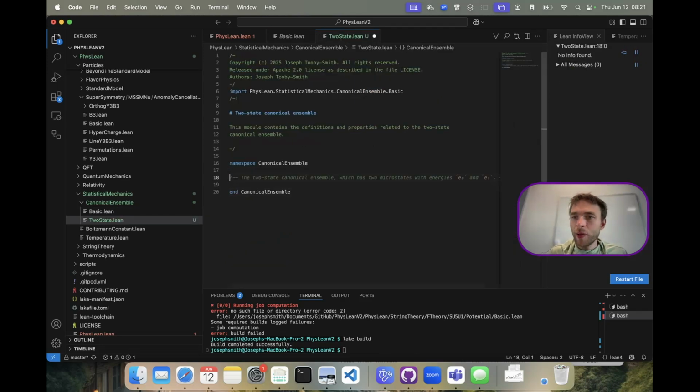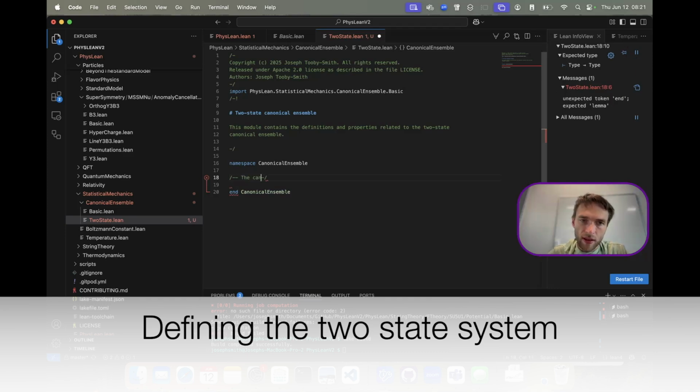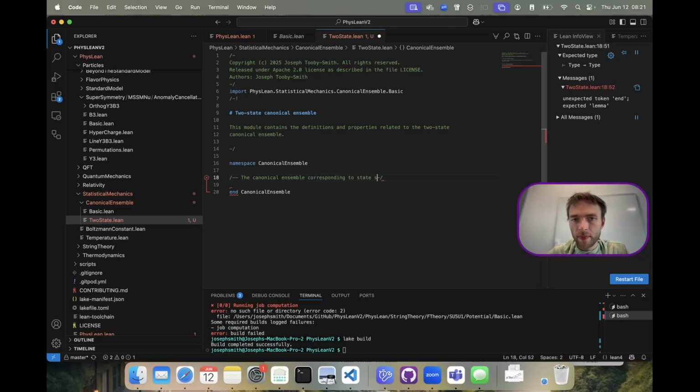So the first thing we need to do is define a canonical ensemble corresponding to a two-state system with one state of energy E and the other state of energy 0. So we're going to set one of the states to have energy 0 and the other state to have energy E.